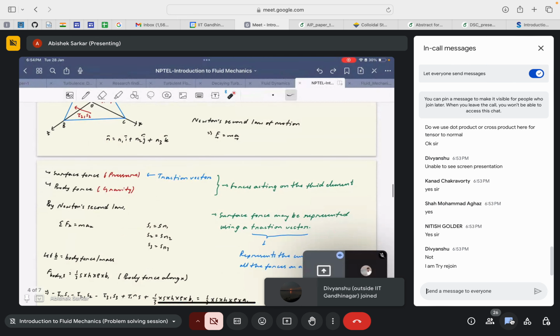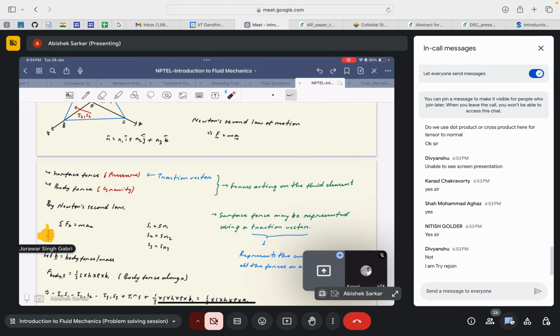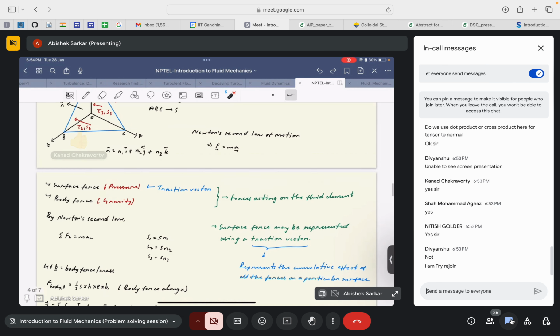So is the screen visible for others? Yes, it would be. Oh, thanks, Mayank. Okay, then it's visible. I think Divyanshu can reconnect. Thank you.